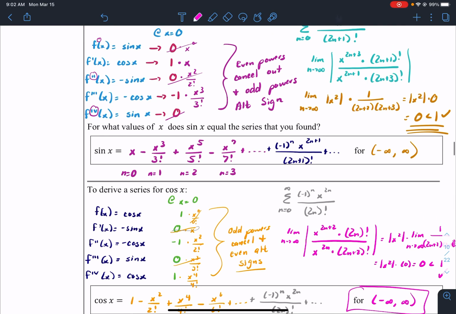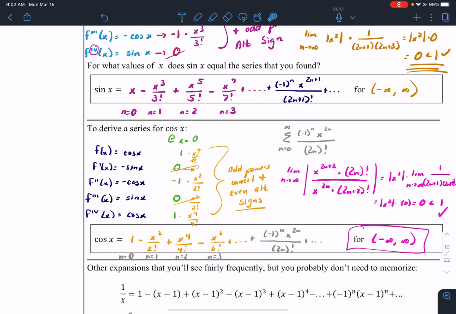The same thing happened up here with sine, and we confirmed that our interval of convergence is everywhere. It's all real numbers. So cosine of x is going to be equal to this infinite series for all x's.